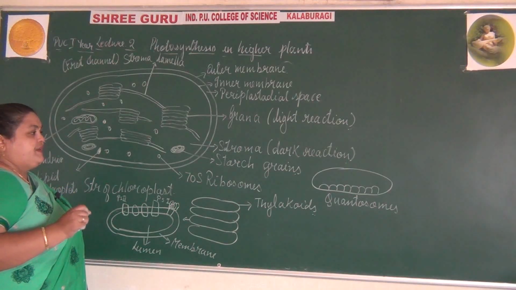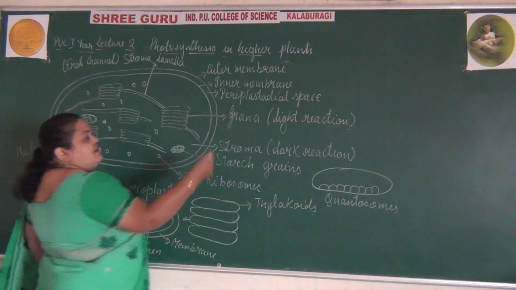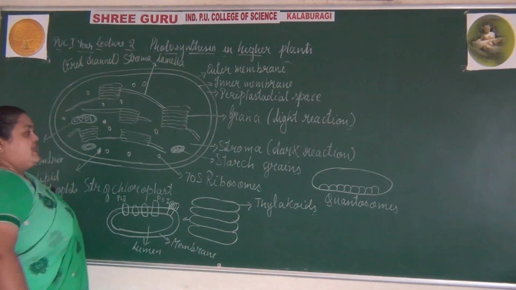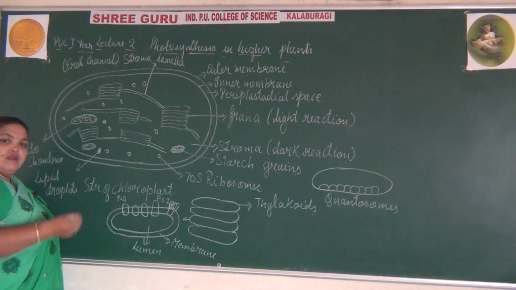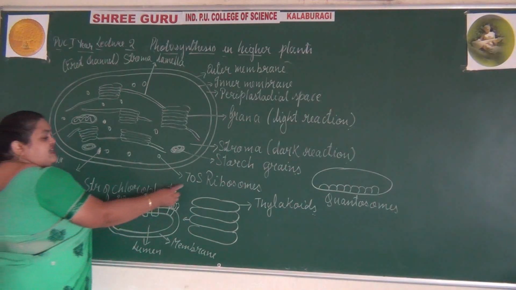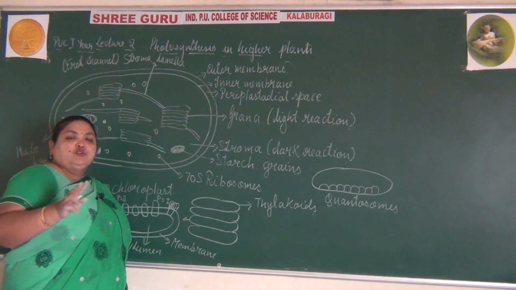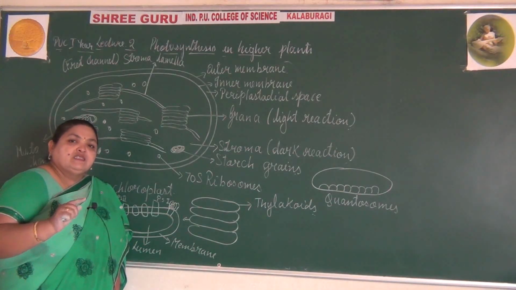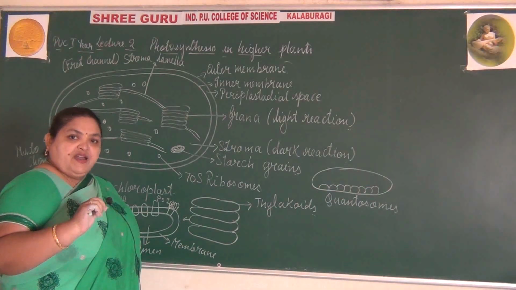In the light independent reaction, the stroma does not require light but uses the energy or the components released by the grana for its process. Along with that, there are starch grains which are involved in the physiological activities of the chloroplast, and there are 70S ribosomes. Already in ribosomes we have studied that there are two forms of ribosomes, 70S and 80S. 80S are usually present in the cytoplasm and are cytoplasmic ribosomes.